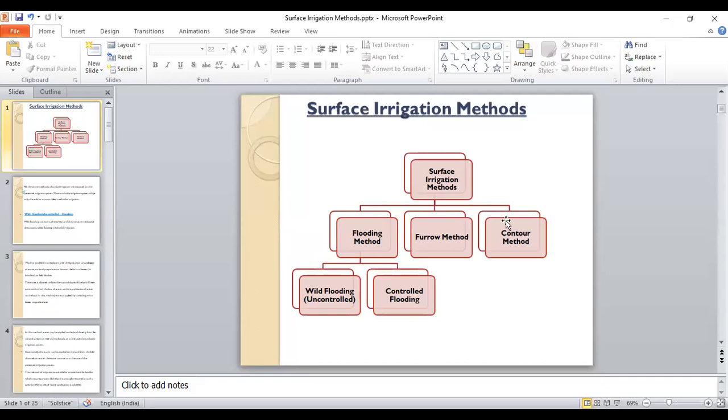So here we end this lecture. In this lecture we studied surface irrigation methods. We studied only the flooding method, which is divided into wild flooding and controlled flooding, and we also studied the different types of controlled flooding methods. If you have any confusion, let me know.